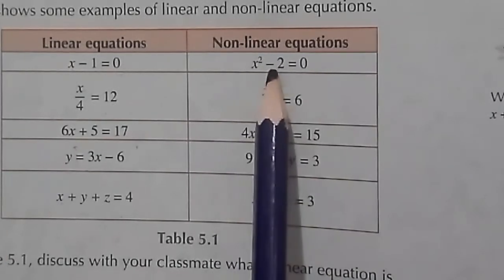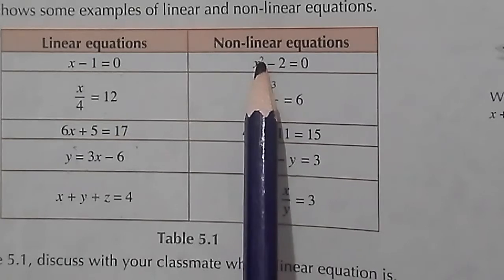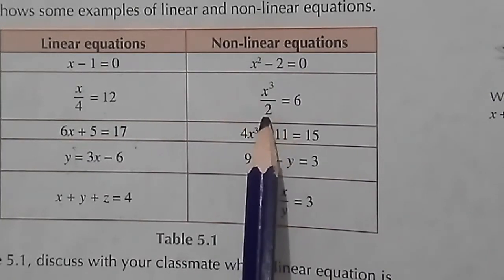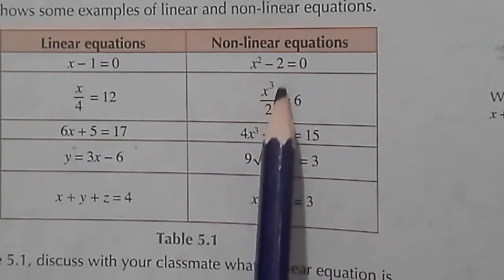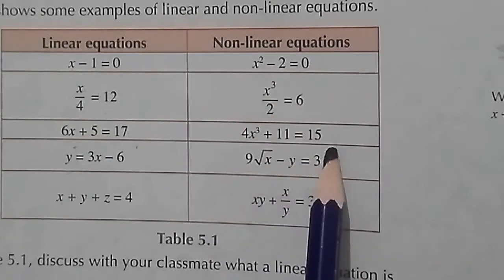Look at here, x square minus 2 is equal to 0. Here the power of x is 2. x cube upon 2 is equal to 6. Now again this is non-linear because x has a power of cube. 4x cube plus 11 is equal to 15.